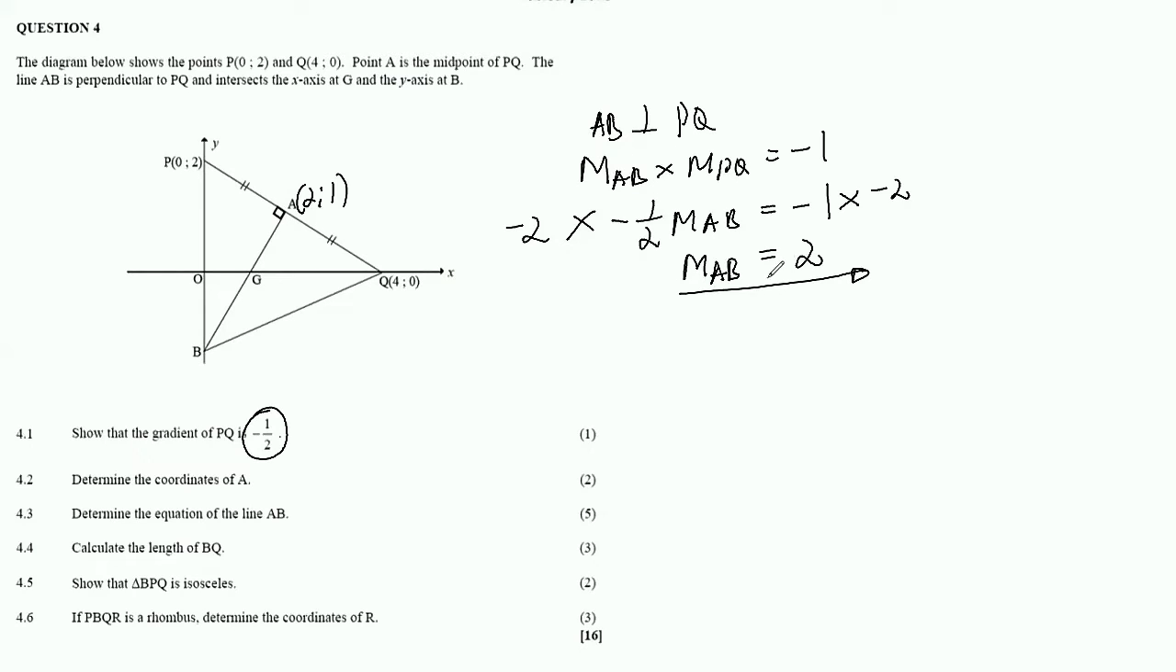So now we do have the gradient, and we do have a set of coordinates. So we're just going to go y minus y1 is equal to m(x minus x1). So that's y minus 1.